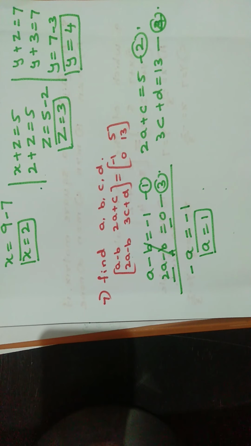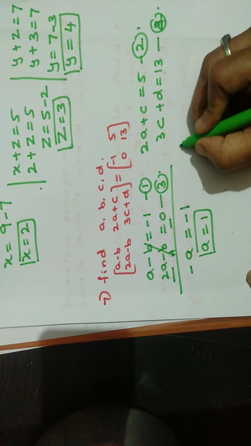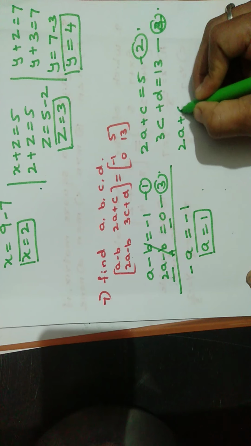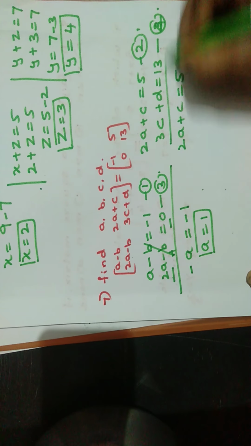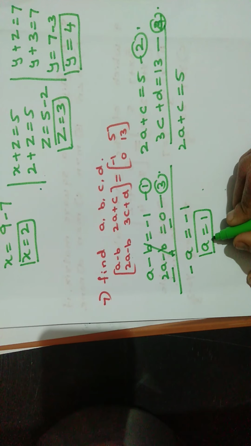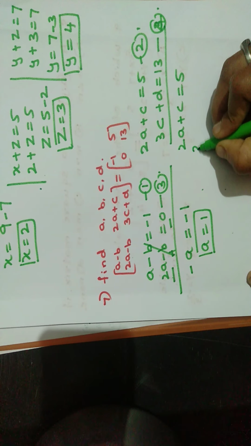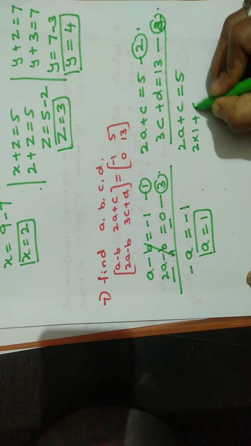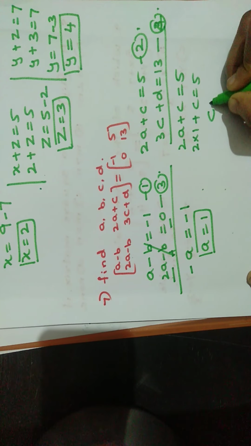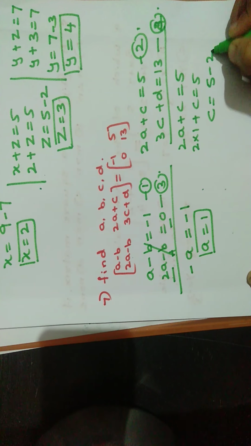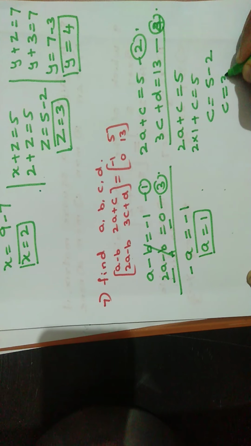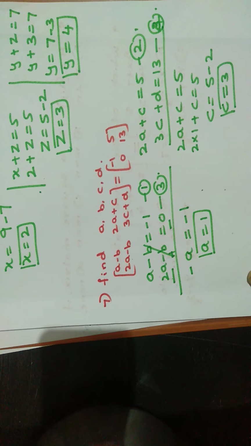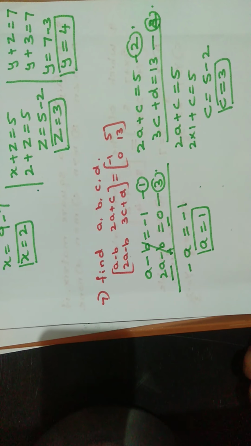So A is equal to 1. Here we have 2A plus C is equal to 5, the second equation. By substituting A is equal to 1, 2 into 1 plus C is equal to 5. C is equal to 5 minus 2. So C is equal to 3.